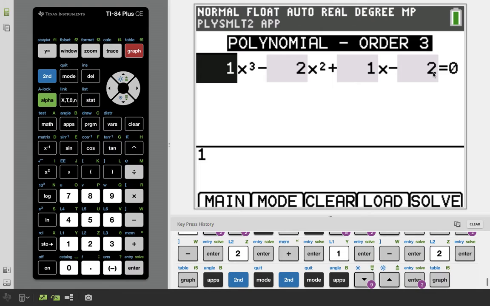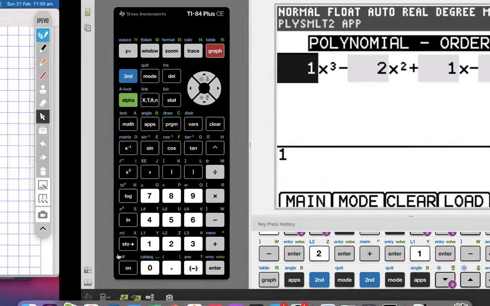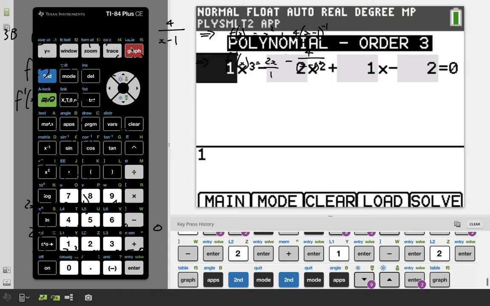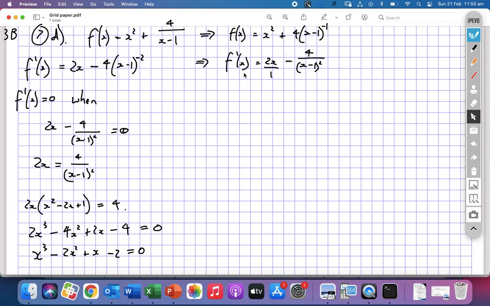Let's double check it actually. I've got a 1, a minus 2, a 1, a minus 2. Is that what I've got here? A 1, a minus 2, a 1, a minus 2. And then I'm going to solve. And it says here, it's a bit hard to see, but it says x equals 2. And it's only given one solution. Right. So the calculator's found it for me, right? There's only one solution. From that, you can go straight to sign diagram.